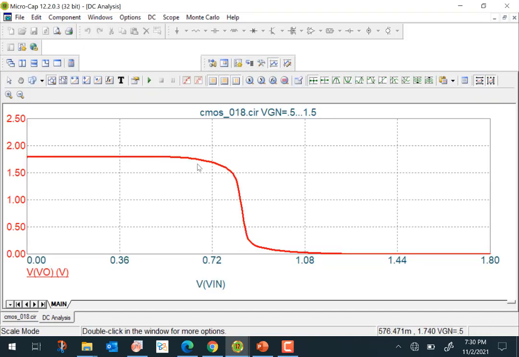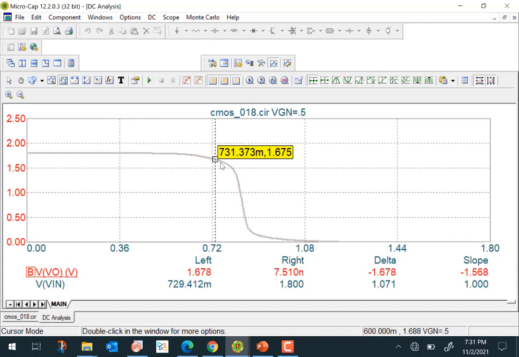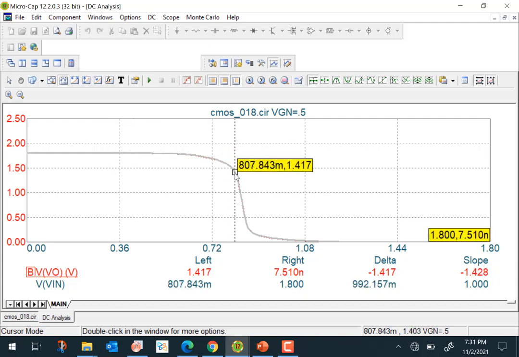Right, so this is the standard voltage transfer characteristics of an inverter. This is V0 and this is V in. So you can determine, for example, the inverter threshold voltage. The inverter threshold voltage is where, if you draw a line V0 equal to V in, a linear line, it intersects the curve. That's called the inverter threshold voltage. We can find this out with a cursor. So we are looking for where V0 and V in become equal.